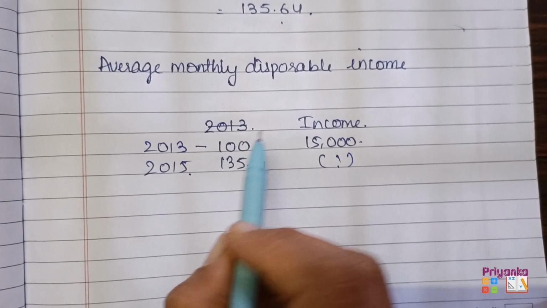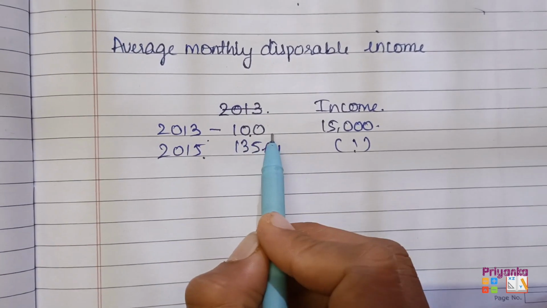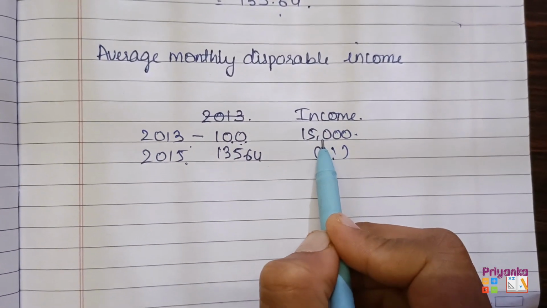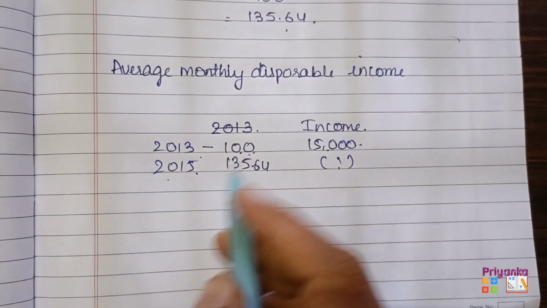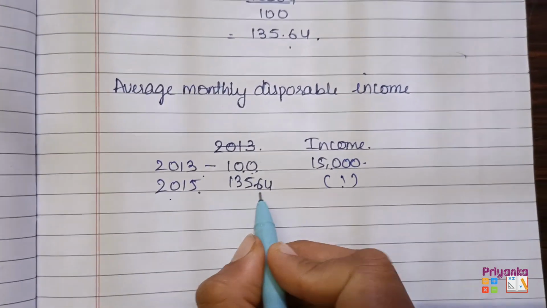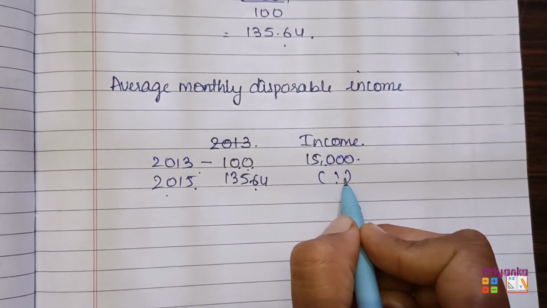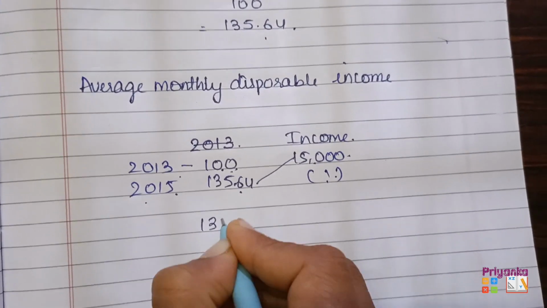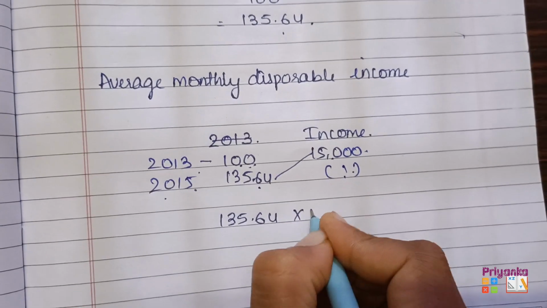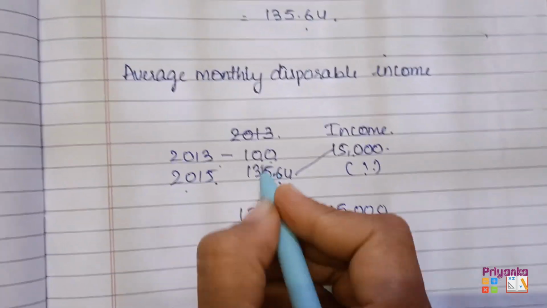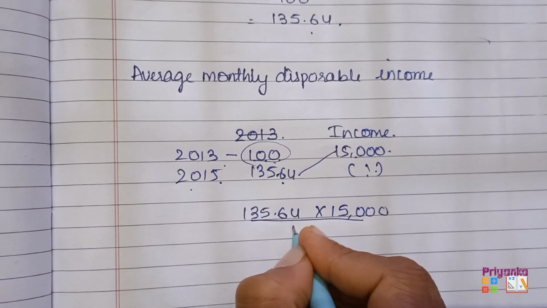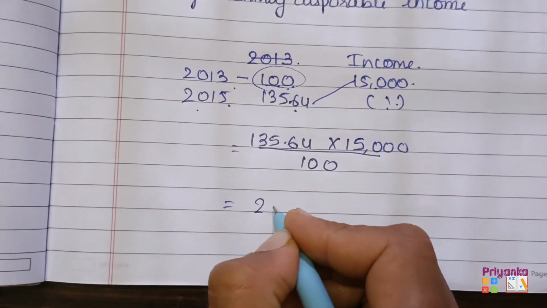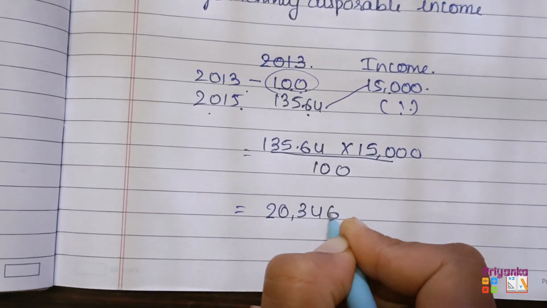Hope you understand the calculation: when in the year 2013 the index number of the base year is 100, the income was 15,000. When the year 2015 gets an index number of 135.64, what will be the income? Here we'll take a cross multiplication, that is 135.64 multiplied by 15,000 divided by 100. Here we get 20,346.